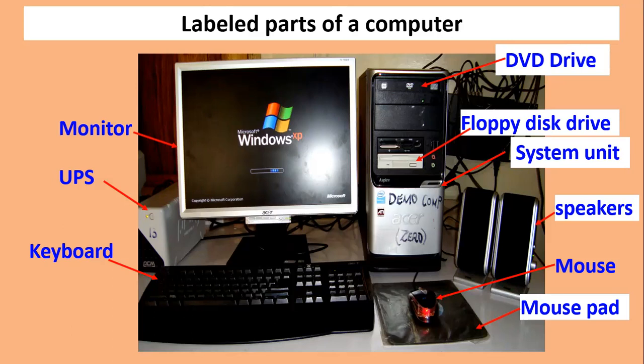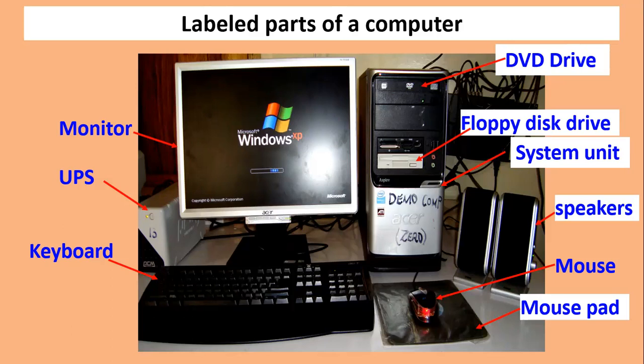As you can see, my dear student and my dear learner, some of these parts, such as a monitor, are a device on their own. The keyboard is a device. The mouse is a device. But the system unit is also a device, but within the system unit we have other parts like the DVD drive and the floppy disk drive. The system unit contains all these, and inside it we have other devices. The speakers are devices by themselves.